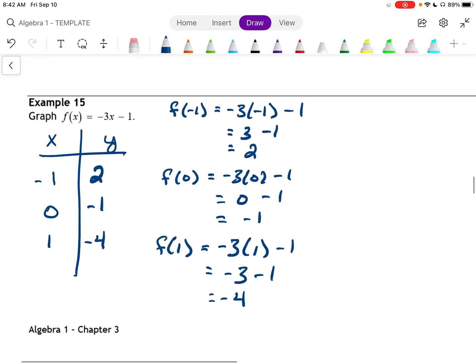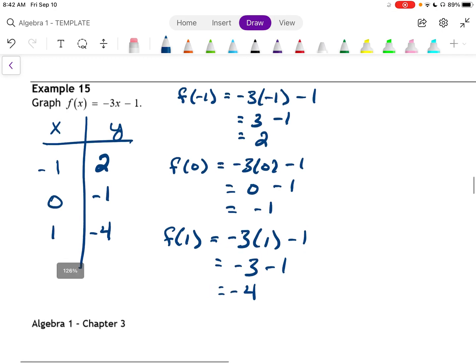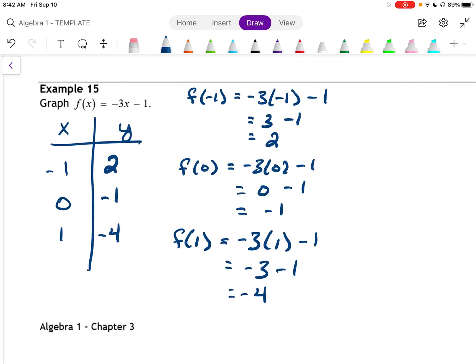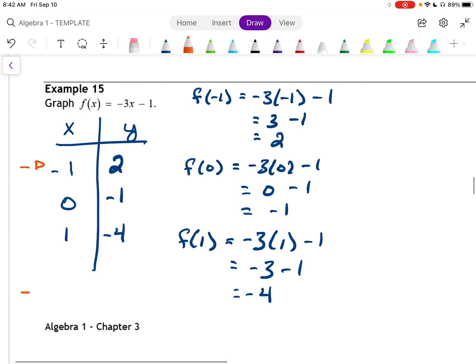Now, I'm going to write these as points just so that we all know what we're doing. You don't have to do this on homework whenever it has things like this. What we have here is the point -1, 2, and then the point 0, -1, and then lastly the point 1, -4.